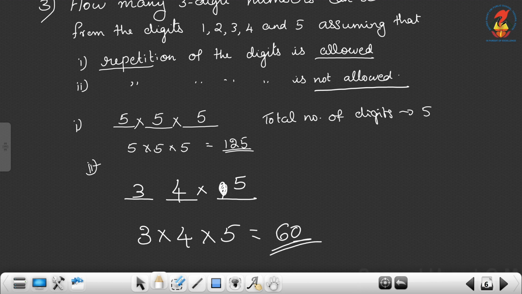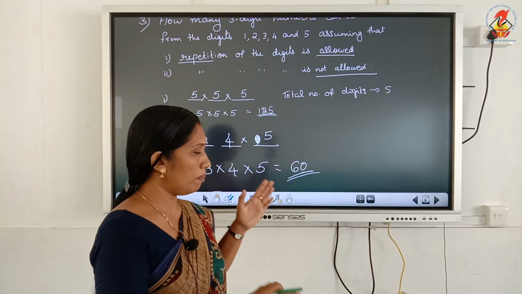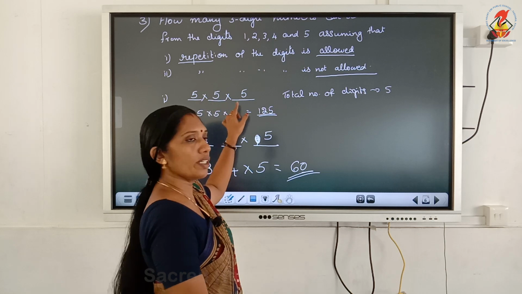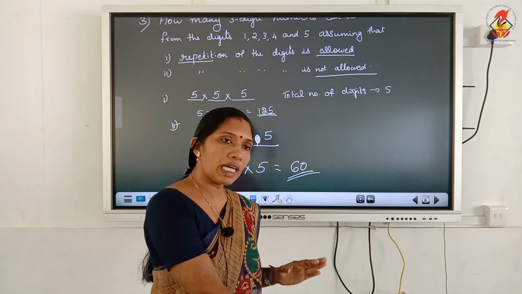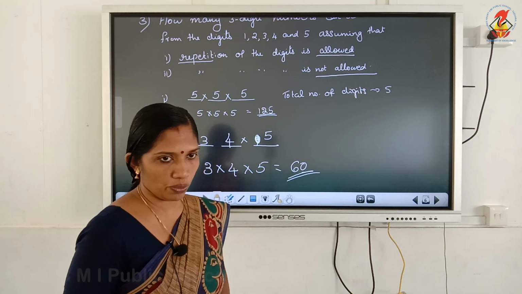I hope you understood. So if repetition is allowed, you have to multiply 5 into 5 into 5. But if it is not allowed, you have to subtract 1: 5 into 4 into 3, like that you have to go. Okay.